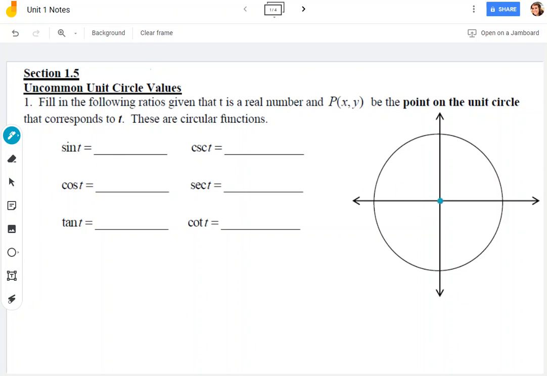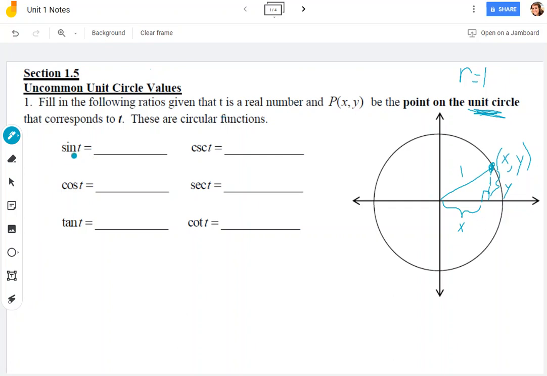Think about our point on the unit circle. So if we have a point given x comma y, then we can think of a right triangle and thinking about how this bottom value is our x and this side is our y value. Since this is on the unit circle, we know that the radius is 1, so our hypotenuse of that right triangle is 1. So we can use this to fill in our trig functions.